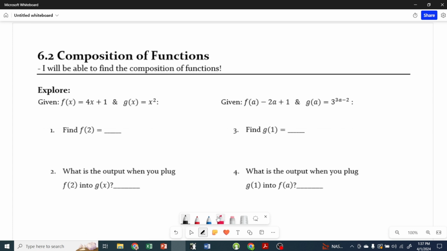Welcome to Algebra 2, Unit 6, Lesson 2, Composition of Functions. After this lesson, you should be able to find the composition of functions.